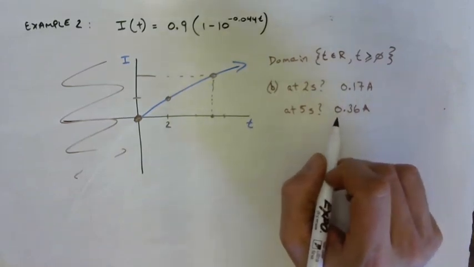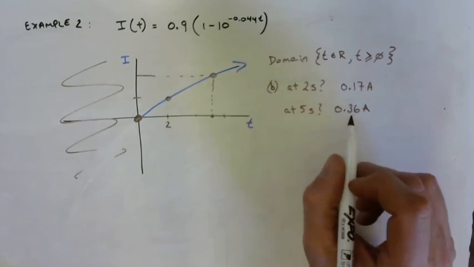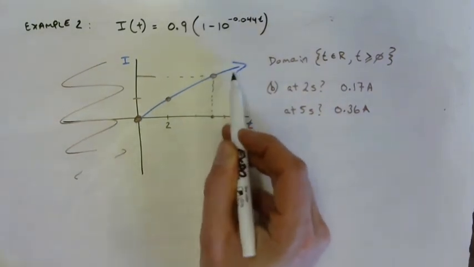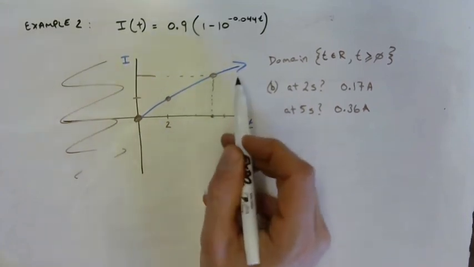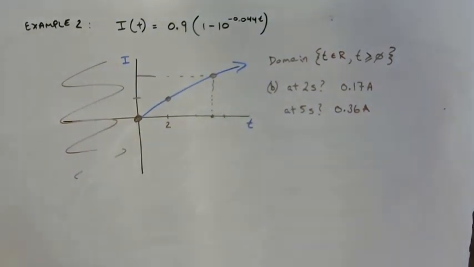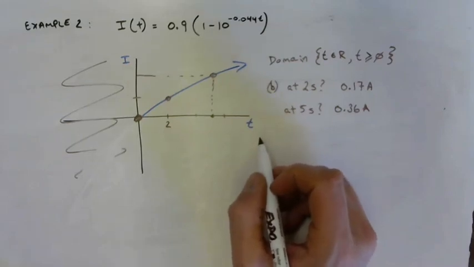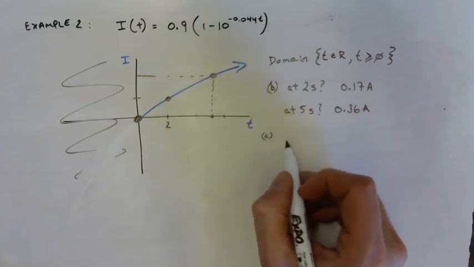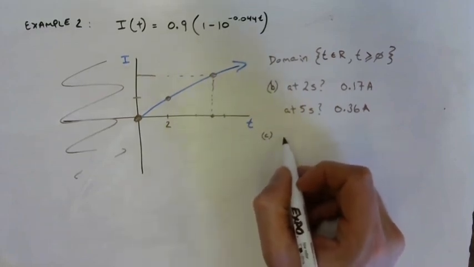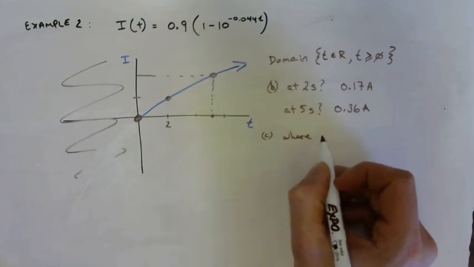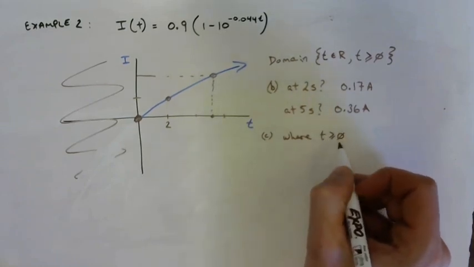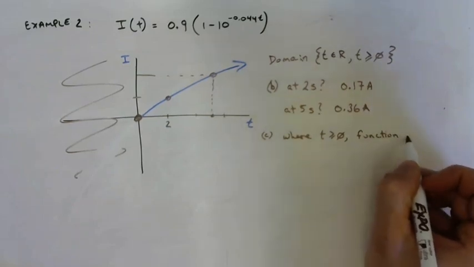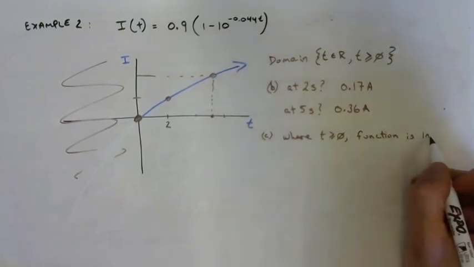Last thing, describe what is happening to the current over the chosen interval. So describe this blue curve where t is greater than 0. Describe what you see. What's happening? There's a constant increase as the current. As time goes on, there's an increase of your amps. Yeah, so where t is greater than or equal to 0, the function is increasing.